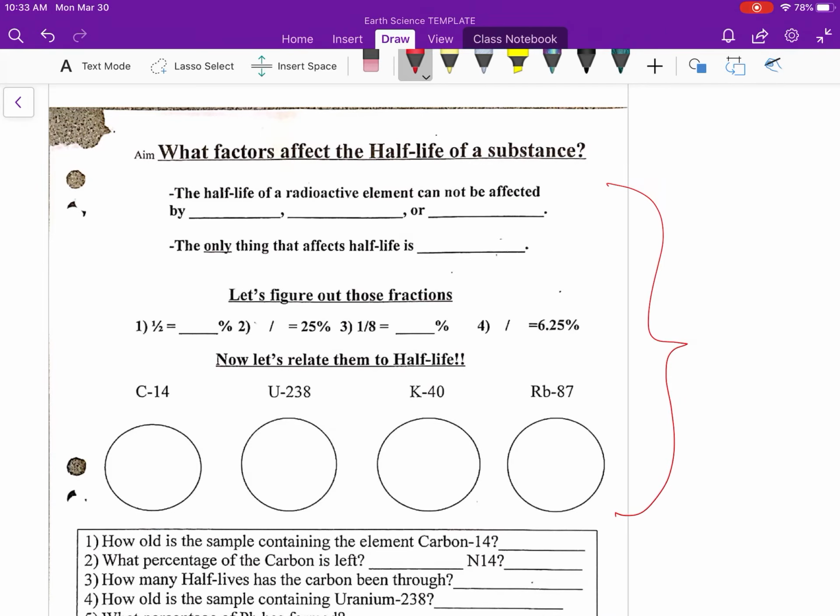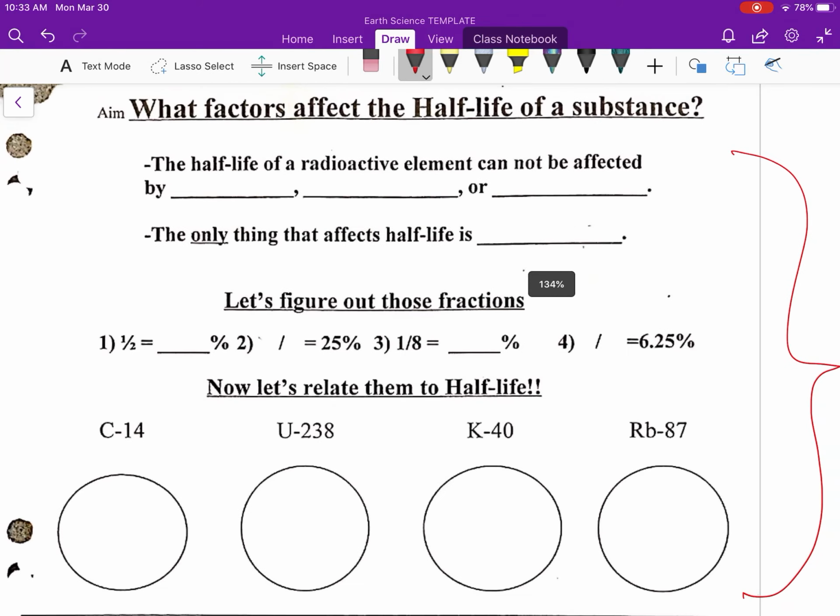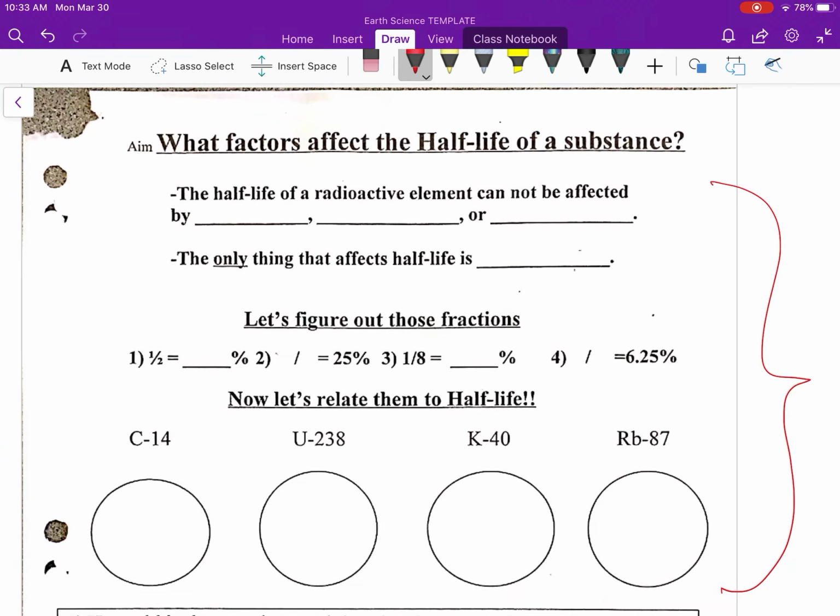The half-life of a radioactive element cannot be affected by what? Remember, the only thing that affects half-life is time. That means that it cannot be affected by pressure, cannot be affected by temperature, nothing in the environment can affect half-life. The only thing is time.